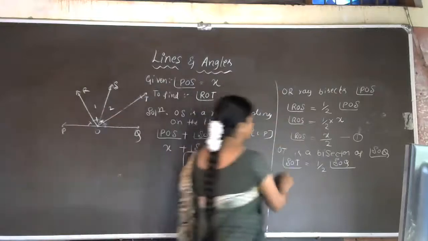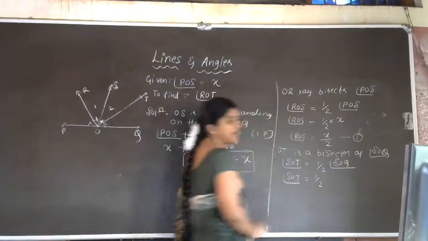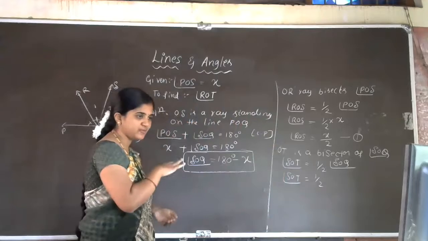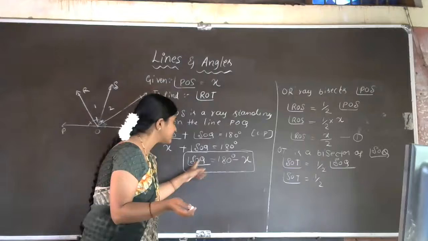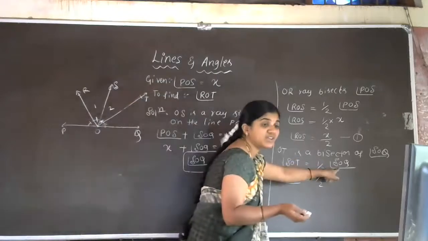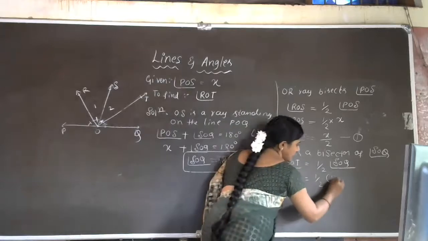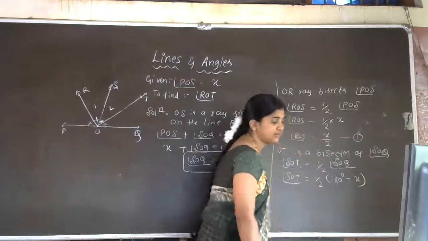Now, angle SOT is equal to half of SOQ. I told you in the beginning, I am going to keep this SOQ safely for further use. So now we are using this one. SOQ is what? 180 degree minus x. Here we got SOQ. Can I substitute 180 minus x? Yes, 180 degree minus x in brackets is very important. It is a binomial term.